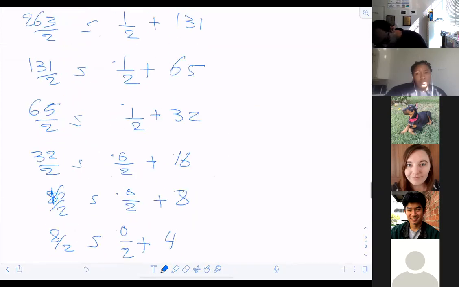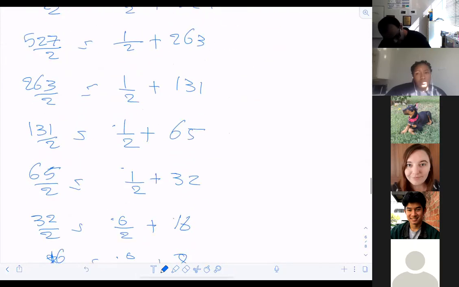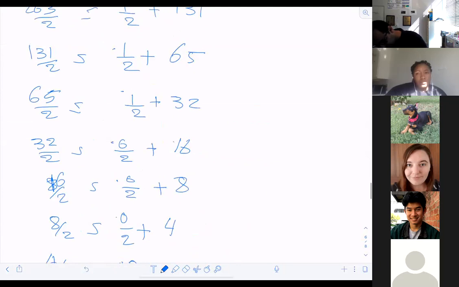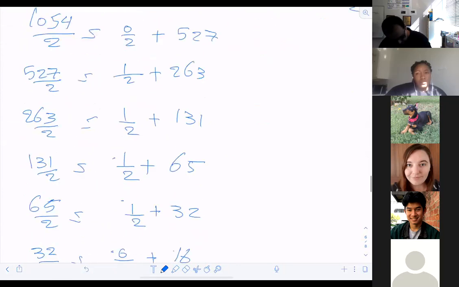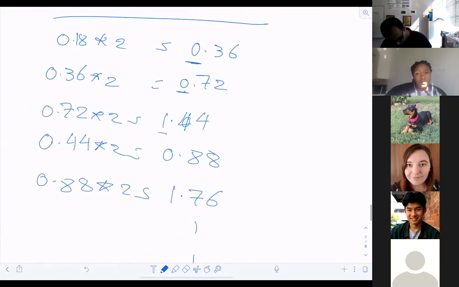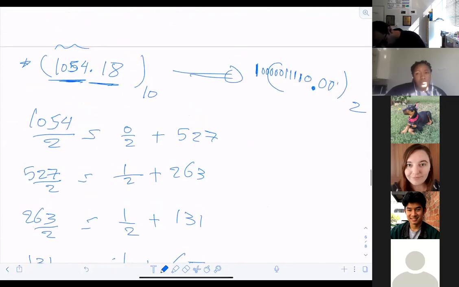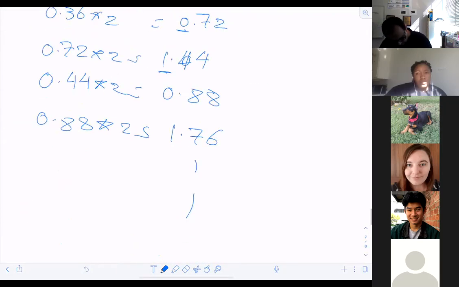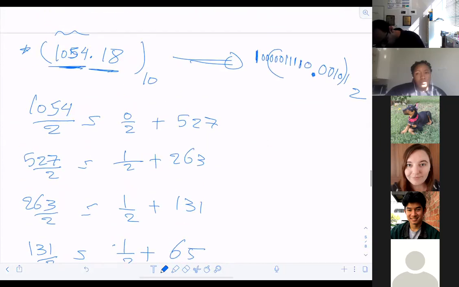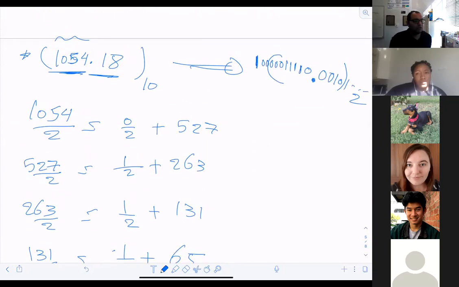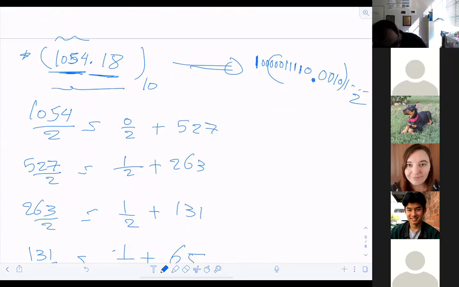So your 0 is going to be here. Your 0 is going to be there. Then I have here 1, 0, 1. And then after that, I would just have what? A bunch of dots like that. So what I did now is I completely converted the real number represented in decimal form to a real number represented in binary form.